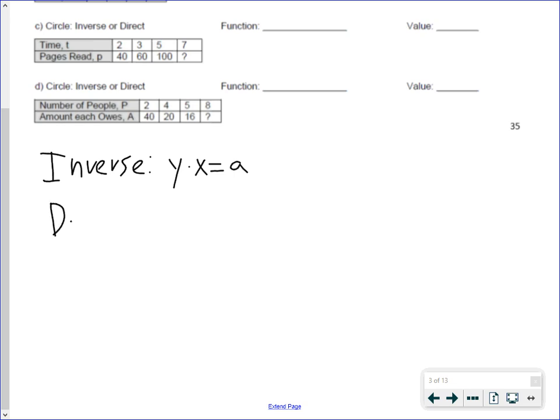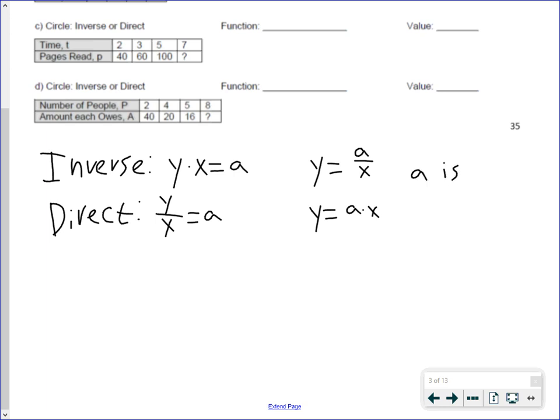Now for a direct function, your y over x, or you should be able to divide one variable over another variable. You should always get the same a term. Okay? And we're going to see how to actually solve this out in a problem really quickly. And also, remember, your inverse equation should be in the form y equals a over x. And your direct form should be y equals a times x, where a is constant. And that goes for both inverse and direct. So a should always be constant for inverse and direct functions.